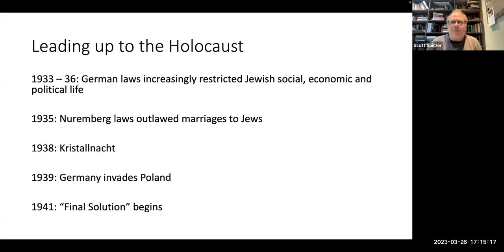But the big change really becomes very apparent in 1935 with the Nuremberg laws, which say that Jews cannot be citizens in the Reich. Germans cannot marry Jews or have sex with Jews. That's a crime, actually. You are also, in 1935, not allowed to vote if you're Jewish.